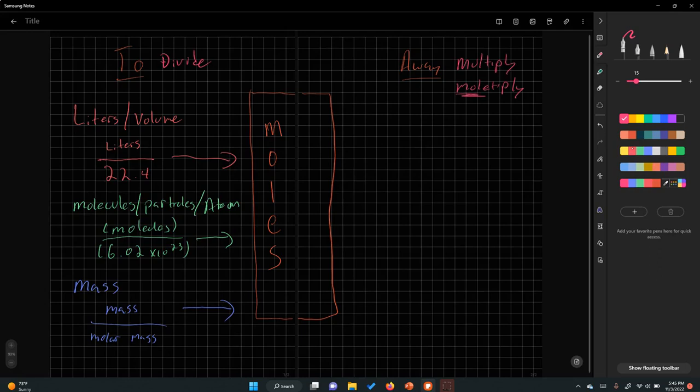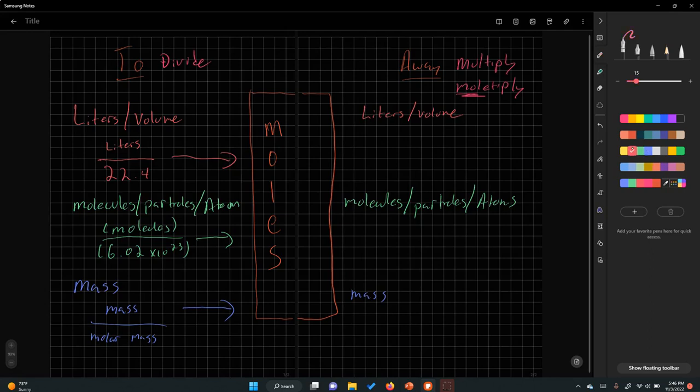And just like with going to moles, when we go away from moles, we can go to one of three things. We can go to liters or volume. We can go into molecules, which are the same thing as particles, which are the same thing as atoms. Or we can go into mass. So we can say, what is the mass if we have 6 moles of a substance?